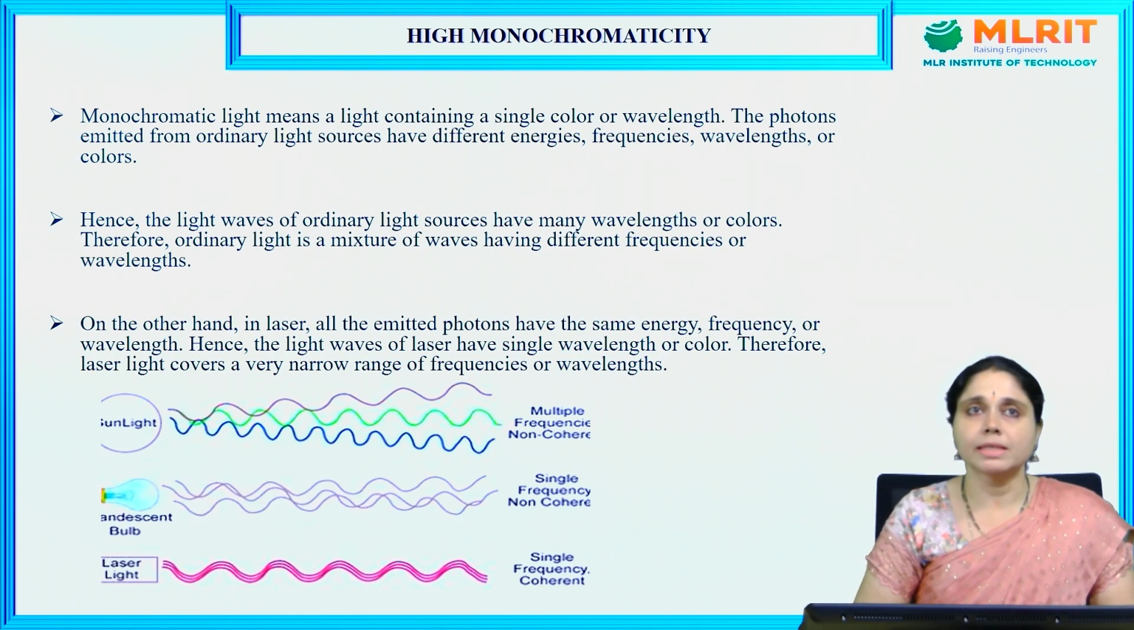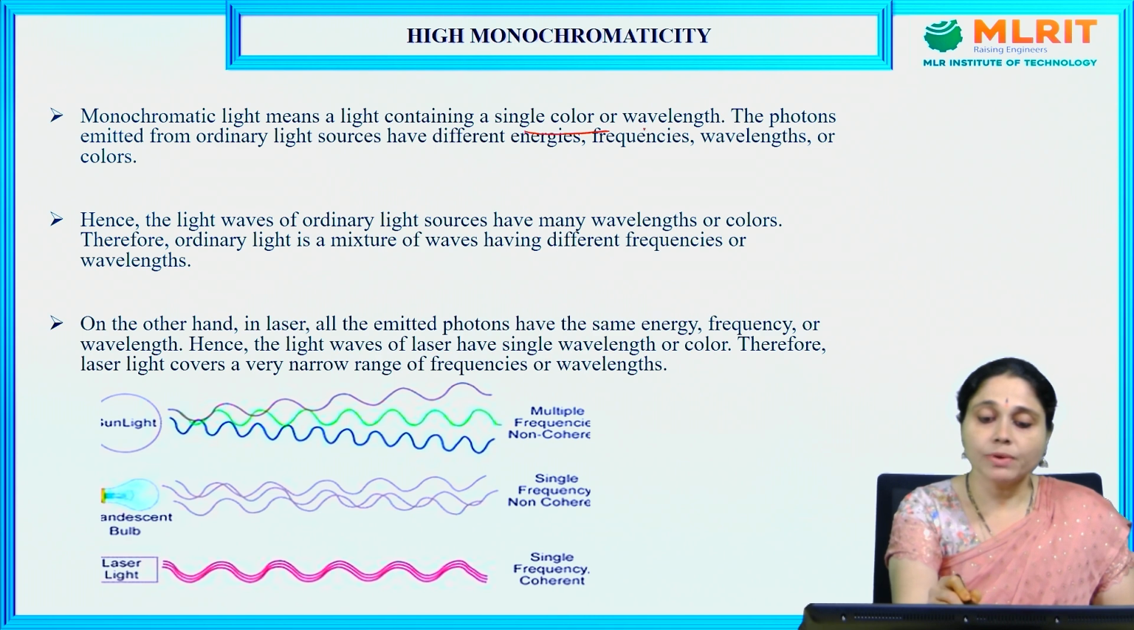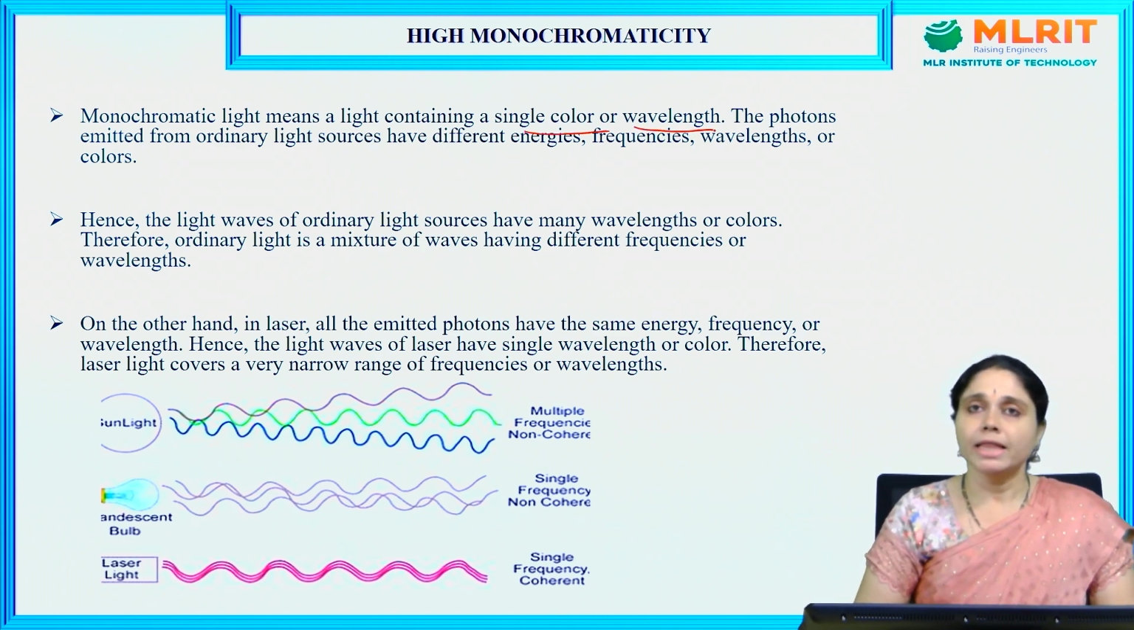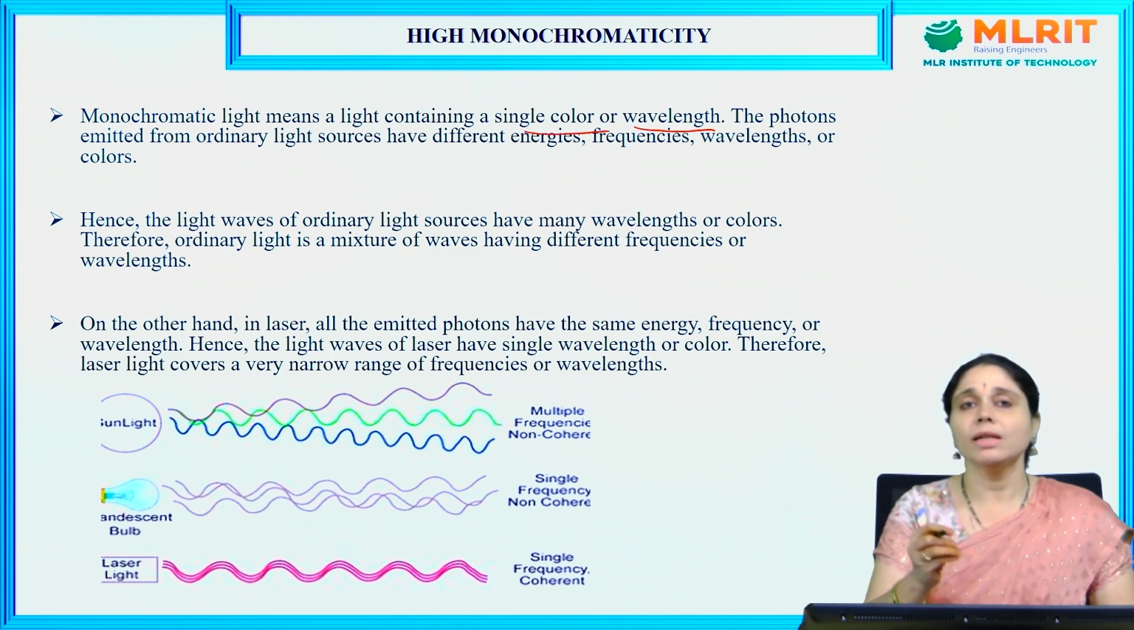Next, high monochromacity. Monochromatic light means light containing a single color or wavelength. In the previous slides also, we have observed the single color. The photons emitted from ordinary light sources have different energies, frequencies, wavelengths and colors. Hence, the light waves of ordinary light sources have many wavelengths or colors. Therefore, ordinary light is a mixture of waves with different frequencies or wavelengths. Here also we compare ordinary light with laser light.